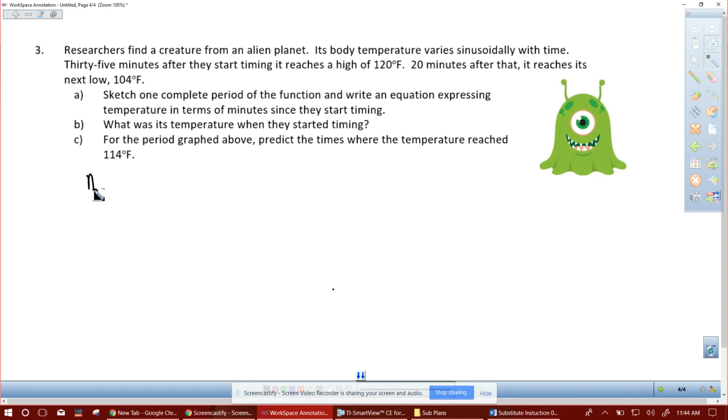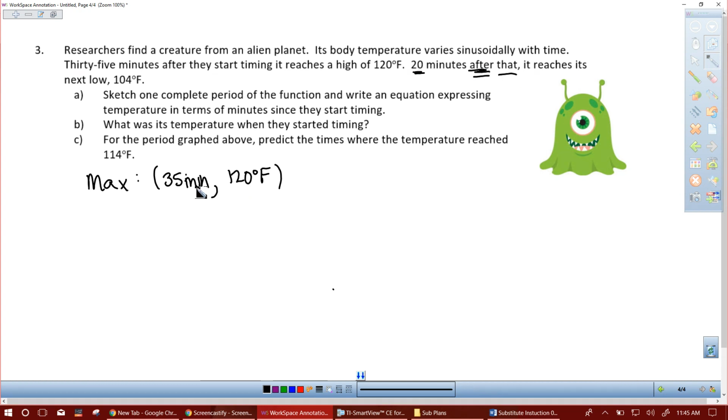So I already know now that I have a max of 35 minutes, comma, 120 degrees Fahrenheit. Then it says 20 minutes after that. So after that would be plus 20, so that would be 55 minutes. It reaches a next low. So now I know I have a min of 104 degrees Fahrenheit. So now I have one max and one min.